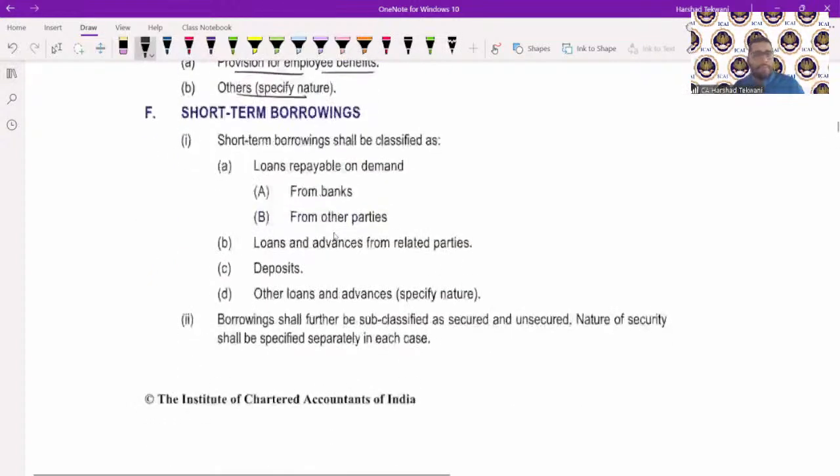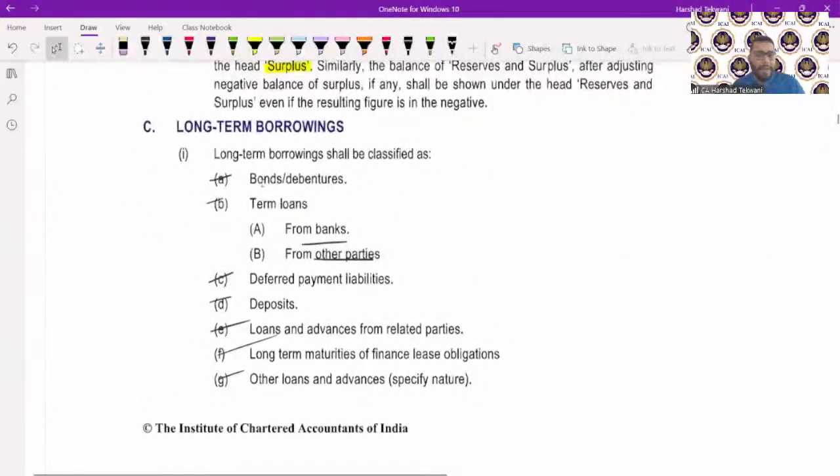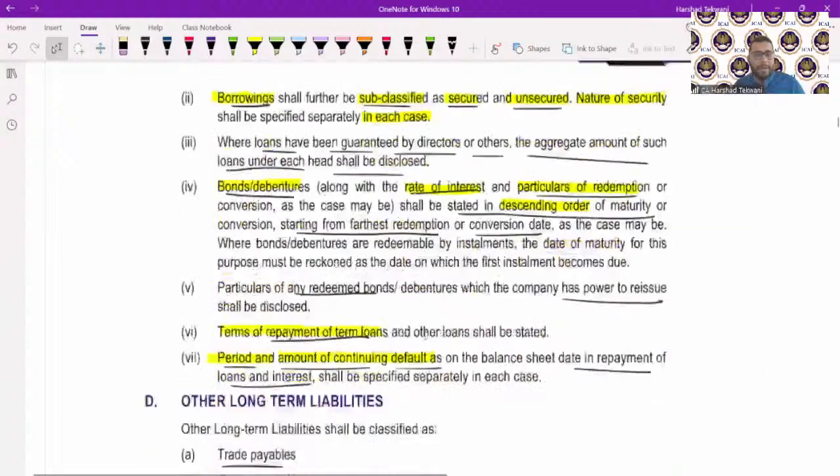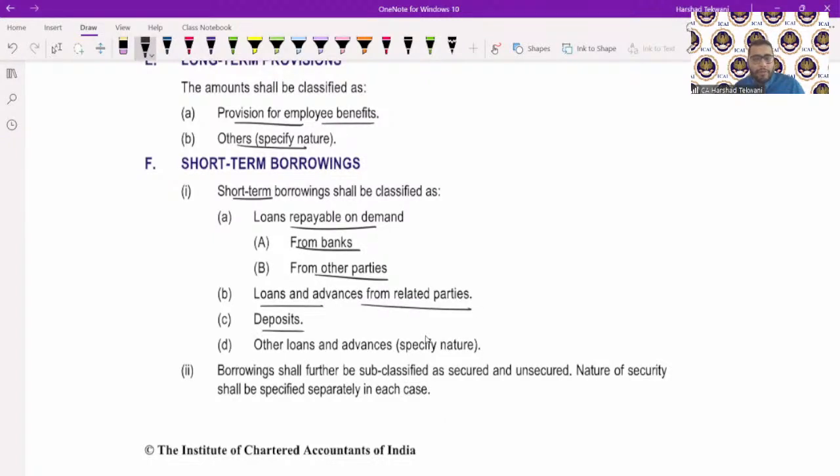For short-term, same. As we saw the long-term, same for the short-term. If you see over here, instead of bonds and debentures, it will not be there, but term loans, deposits, loans and advances from related parties, these will appear over here. Short-term borrowings shall be loans repayable on demand from banks and other parties, loans and advances from related parties, deposits and other loans and advances.